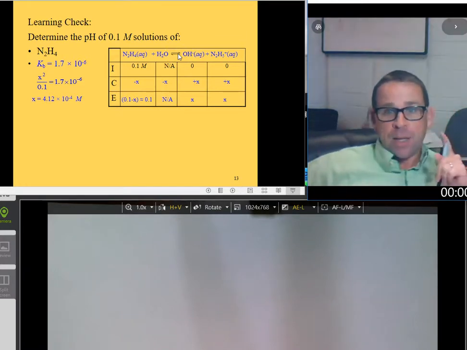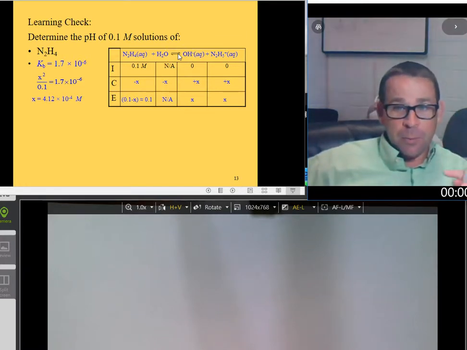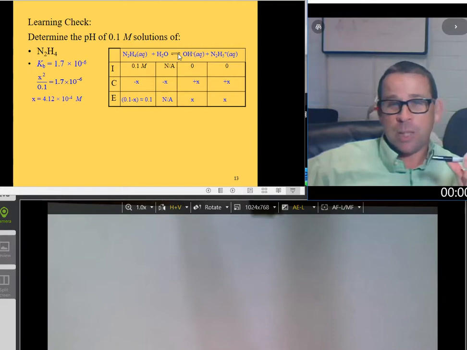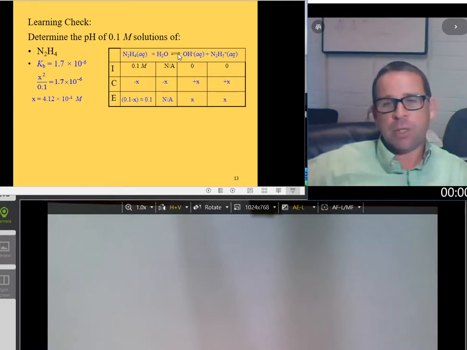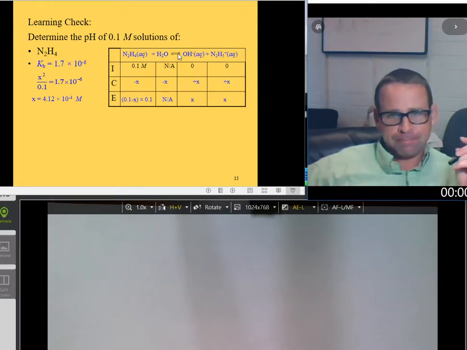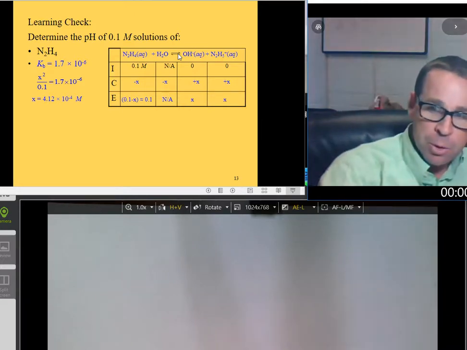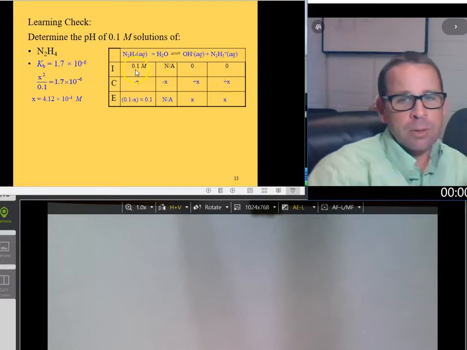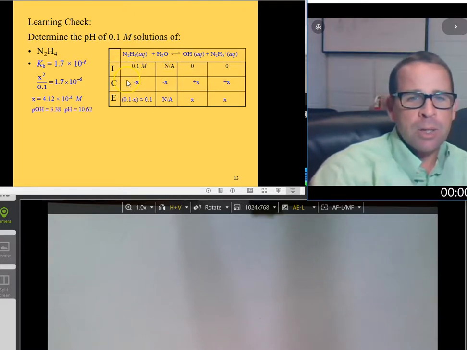So if you didn't remember to do that part, go ahead and finish up right now and find out what the actual pH would be, not the pOH. I mean, you can find the pOH first, but you want to get the pH eventually because that's what the question was asking. Hopefully you pushed pause and did that. If not, do it now. And let's see if you get the pH of 10.62.